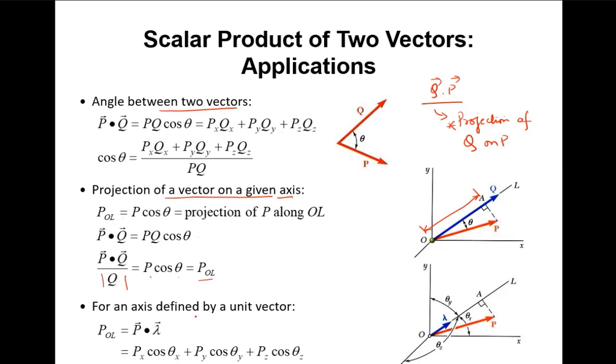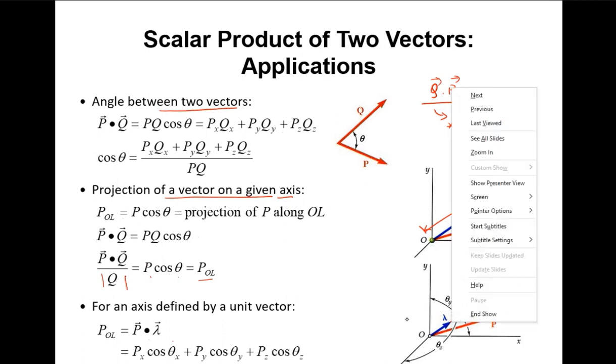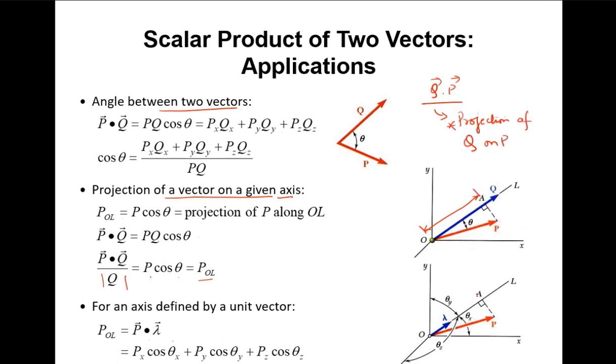Right. Now for an axis defined by a unit vector lambda, then P dot lambda, what will you get? Px cos theta x, Py cos theta y, and Pz cos theta z. Okay? Say along this direction you have a unit vector lambda. So you just find out the dot product. That will give you Px cos theta x plus Py cos theta y plus Pz cos theta z.